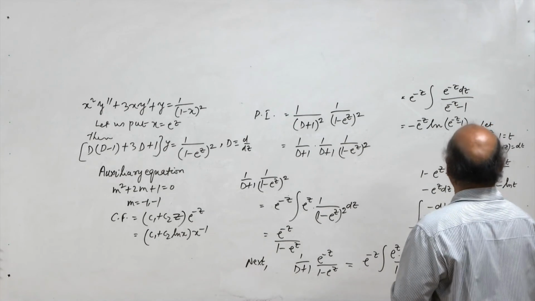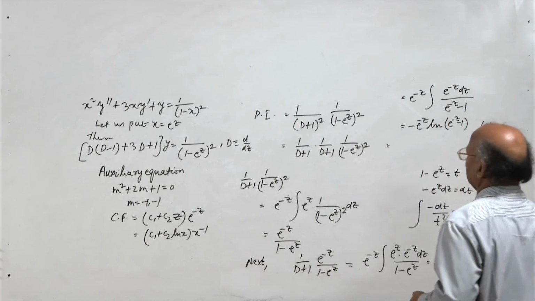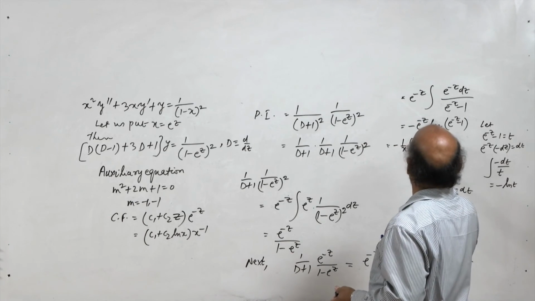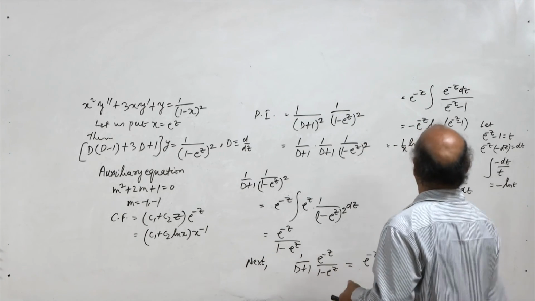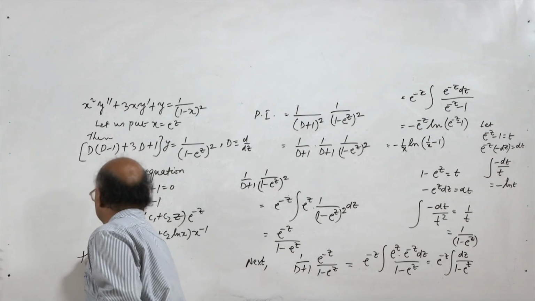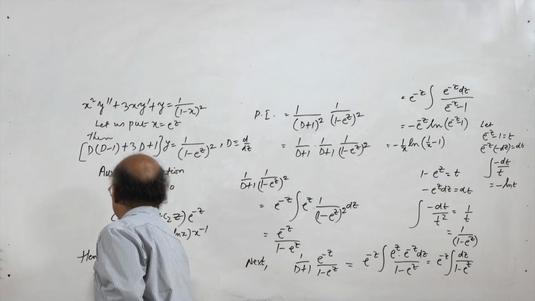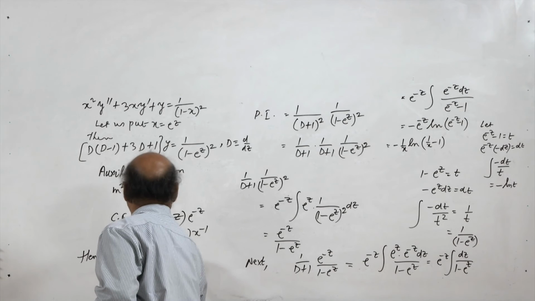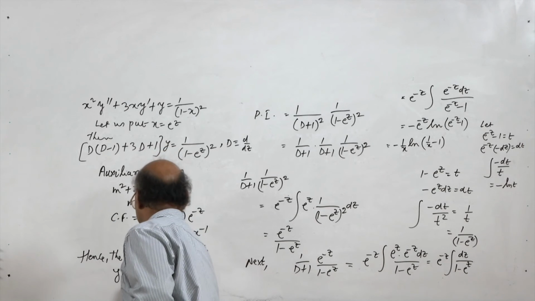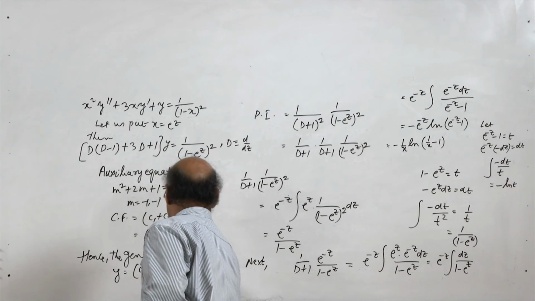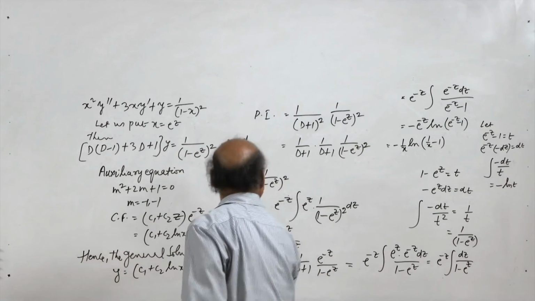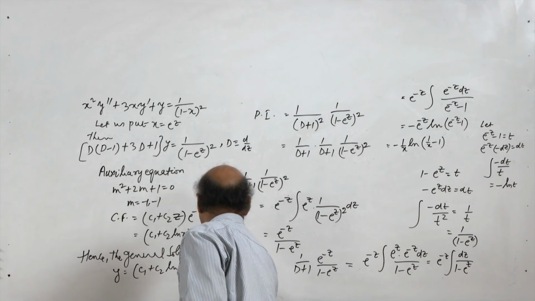Now, this will be equal to, e to the power z is x, so minus 1 over x ln (1 over x minus 1). So, this is what we get, and hence the general solution is y equal to (C1 plus C2 ln x) into x to the power minus 1, minus 1 over x ln ((1 minus x) by x).